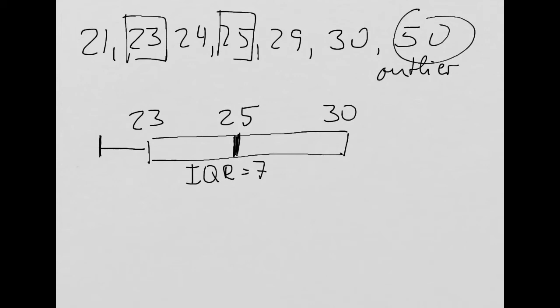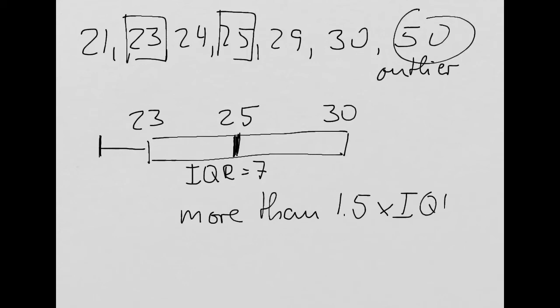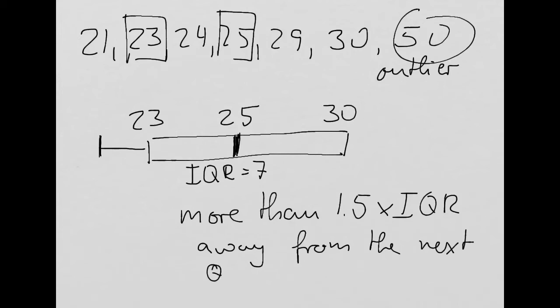And there's actually a more or less arbitrary definition of how we find outliers. An outlier is everything that is more than 1.5 times the IQR away from the next quartile.